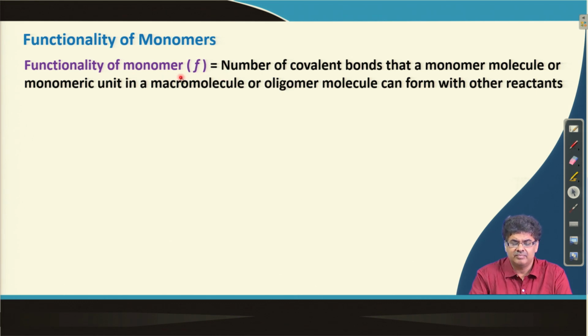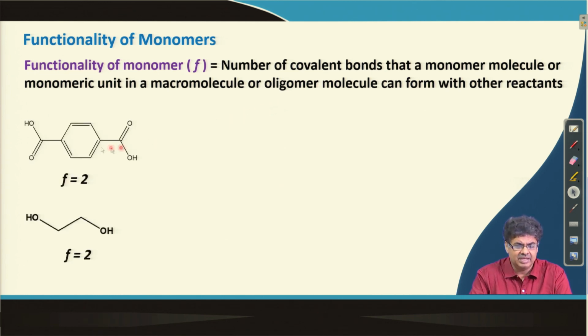The functionality of a monomer, or F, is defined as the number of covalent bonds that a monomer unit in a macromolecule can form. Let me give you an example. Say it is terephthalic acid. It can form two bonds, one on this side and one on this side, for example by reacting with an alcohol group or an amine group. So, the functionality is 2, because it can form two covalent bonds.